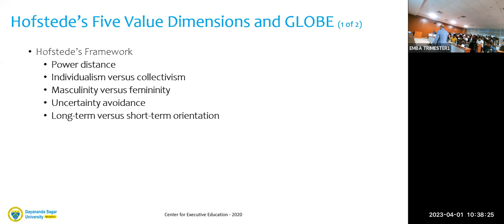So, Geert Hofstede was a Dutch social scientist, and he came up with these global cultural dimensions. How do you compare the culture of one country with the culture of another country? And he had 5 parameters. Actually, there are 6 now. We look at these 5. They are power distance, individualism versus collectivism, masculinity versus femininity, uncertainty avoidance, and long-term versus short-term orientation.